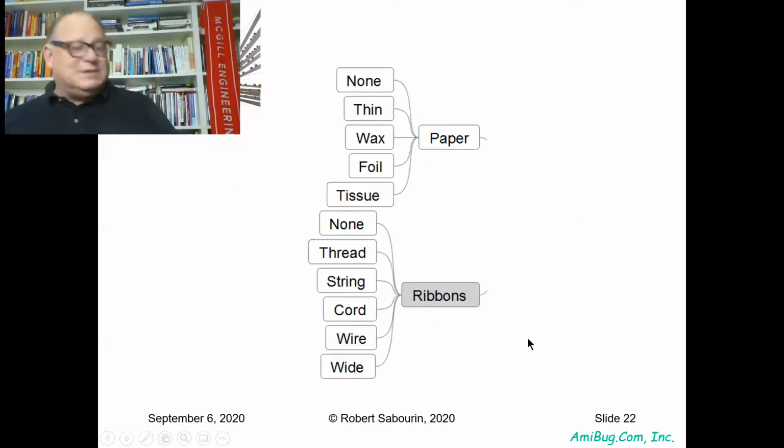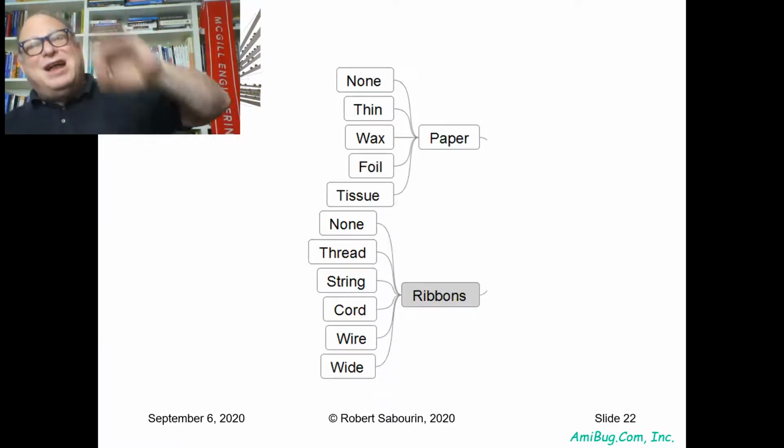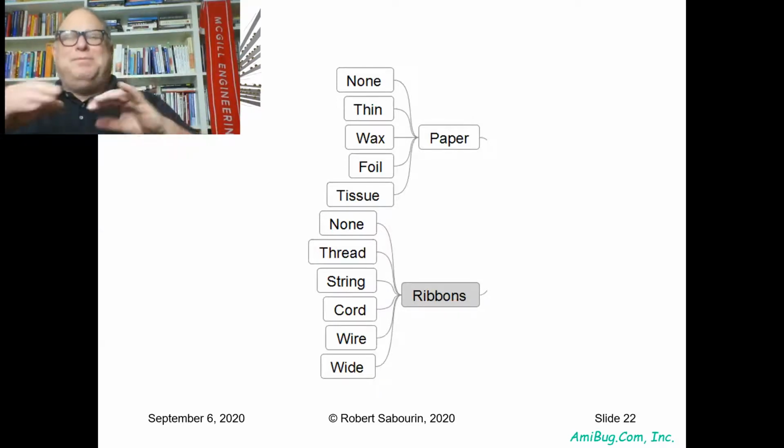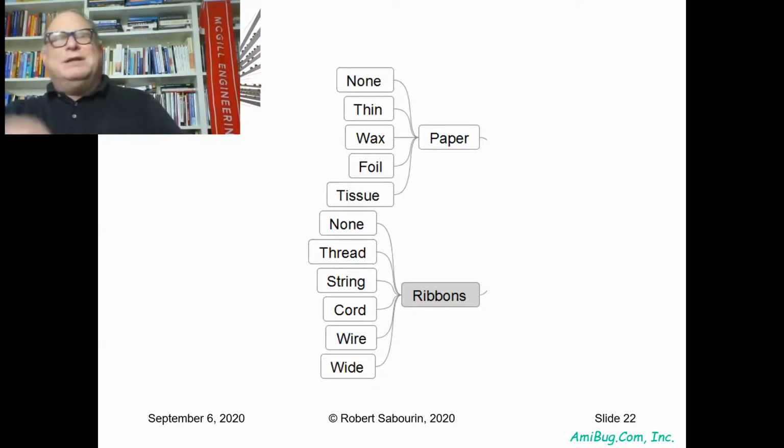Paper, the Rap-O-Matic supports basically 5 types of paper, one being no paper, and then thin wax, foil, and tissue. Now, none here is a valid input. There's none, paper saying none, that's deliberate. But it's also possible we accidentally have none because we run out. So this none thing is a very tricky thing. So paper can be none, thick, wax, foil, or tissue. Similarly, ribbons can be none, either deliberately or accidentally. Thread, string, cord, wire, those are the different types of ribbons.